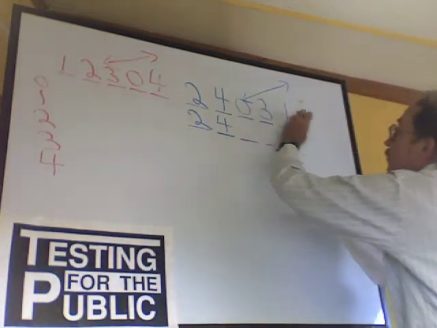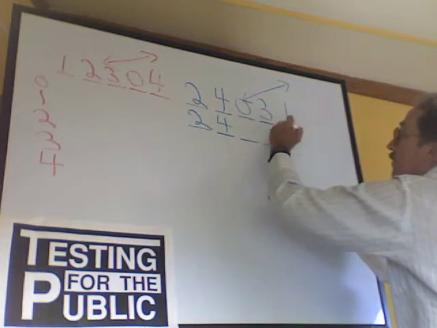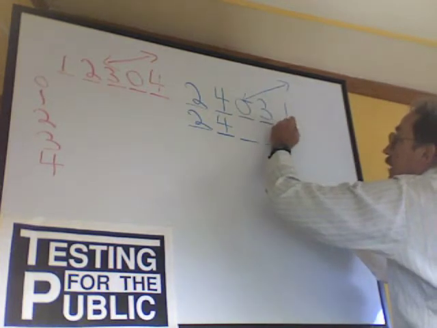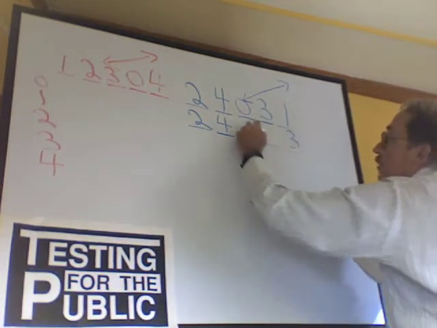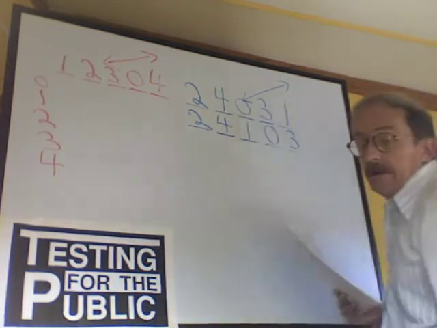We've got 0, 3, and 1. This can't be 0. We've got 3 and 1 left. This has to be bigger than that, so 3 has to go there, 1 has to go there, and 0 has to go there.